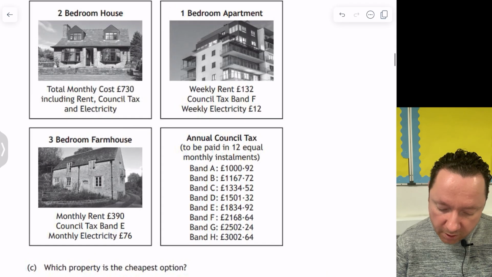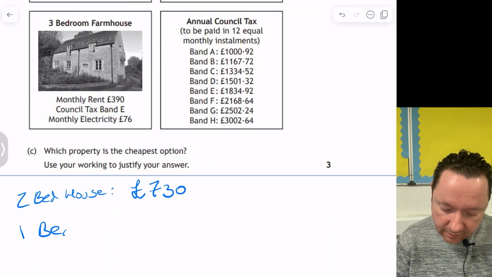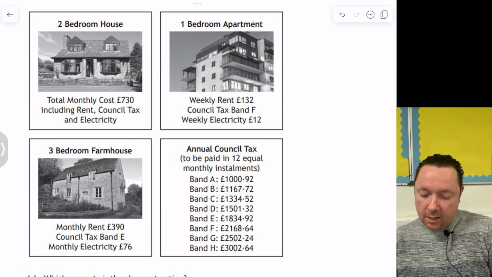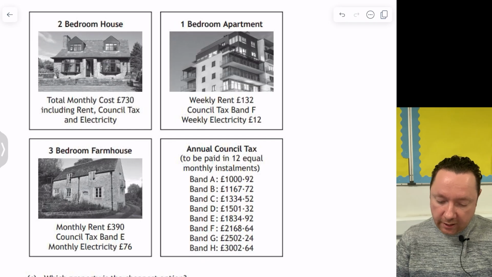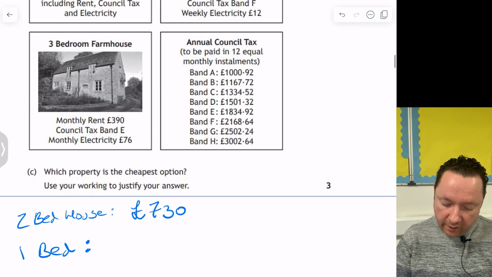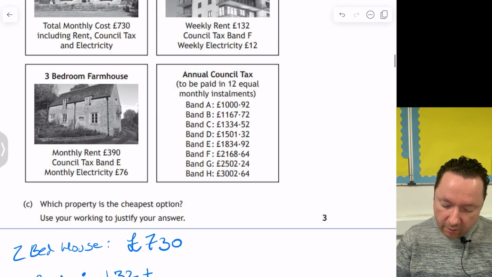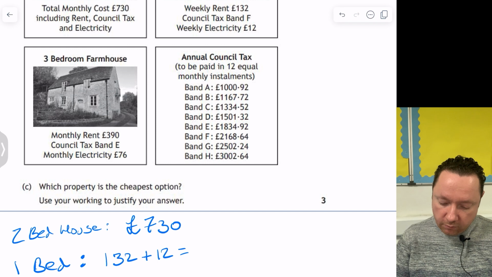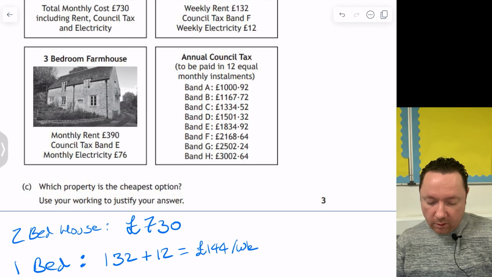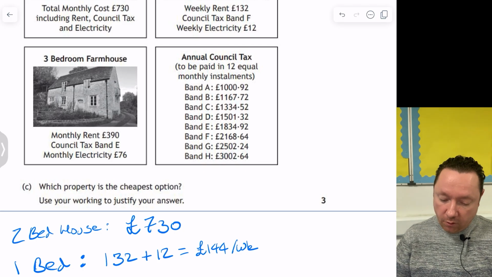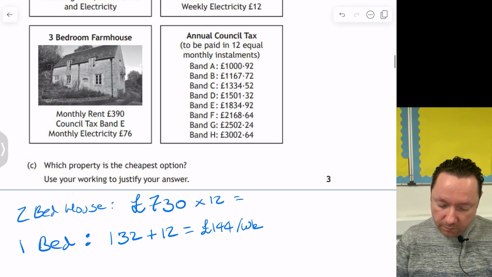Let's look at the 1-bedroom apartment. Let's just call it the 1 bed. So that one is weekly rent of £132, council tax band F, and weekly electricity of 12. So first of all, for the weekly, I've got 132 plus 12. That's 144 per week. Now I want to compare like for like. So I'm going to get everything back to monthly or everything to annual. It's up to you. I'm actually going to get everything to annual because it'll be easier. So I'm just going to times that by 12 to find the annual.